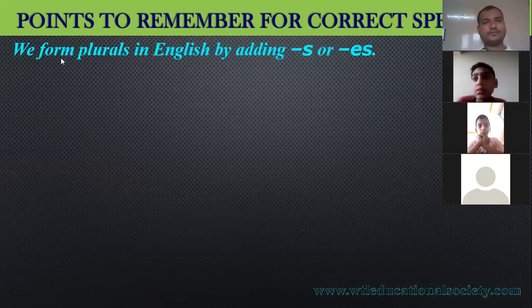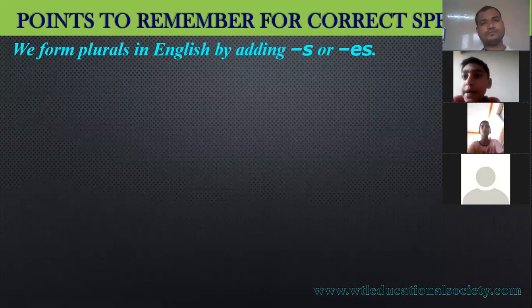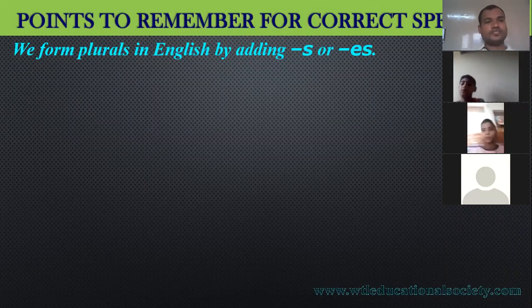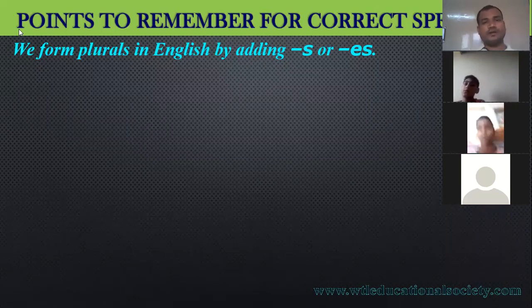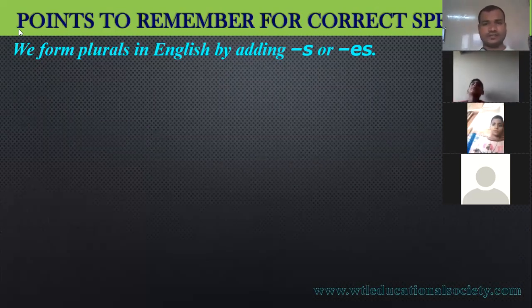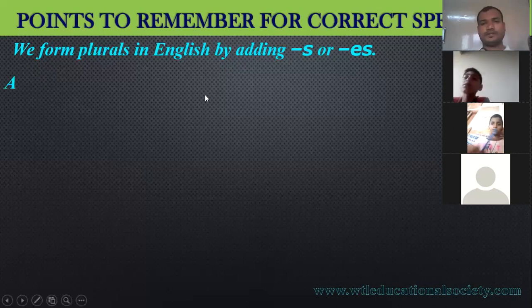Rishikesh, read it. We form plurals in English by adding s or es. So in spelling, generally, if you want to make the plural of a word, what do we do? We add s or es generally, correct? So now, look at the examples.